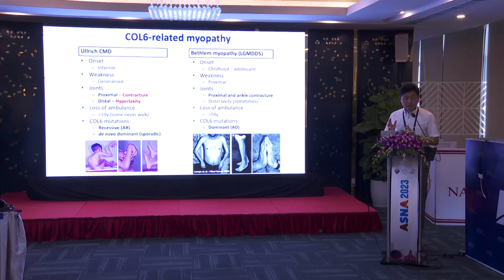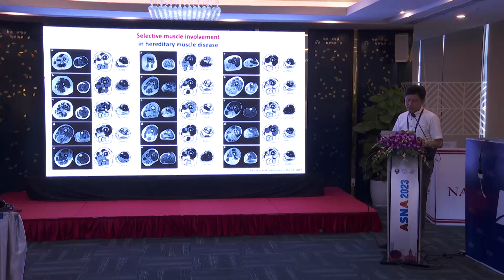But anyway, the features of the muscle imaging data are very similar, so you can make a diagnosis. And nowadays, at least for hereditary muscle disease, this pattern of muscle involvement is believed to be specific to certain conditions. So if you learn the pattern of muscle involvement, at least you can narrow down the differential diagnosis, and you may even point out the specific diagnosis, just like collagen 6 related myopathy. So, again, muscle imaging is very important nowadays.